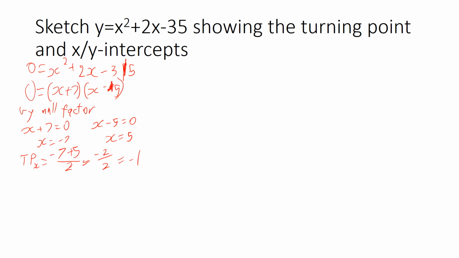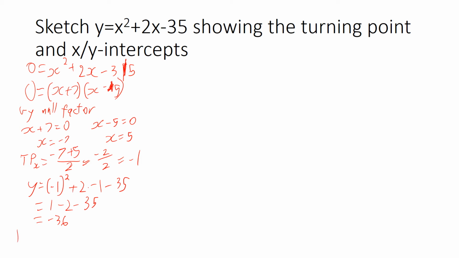Cool, so we've got the x value for the turning point. Now we need to find the y value for the turning point. To get the y value, we sub this -1 back into our original equation. So we'll get y is equal to -1 squared, making sure we square all the negative sign as well as the 1, plus 2 times -1 minus 35. So when we do this, we get 1 minus 2 minus 35 gives us -36.